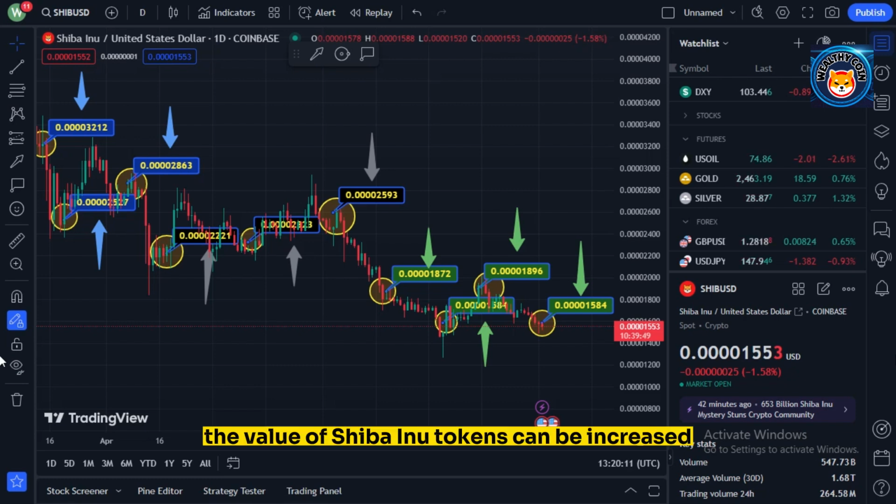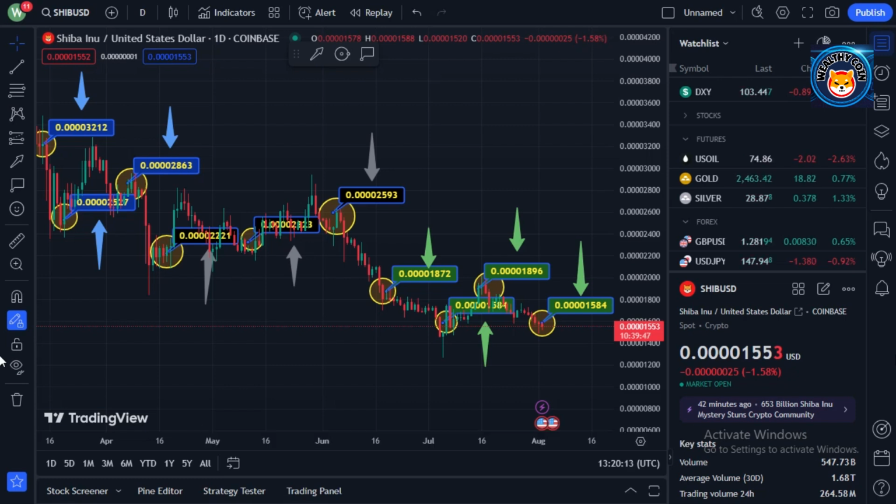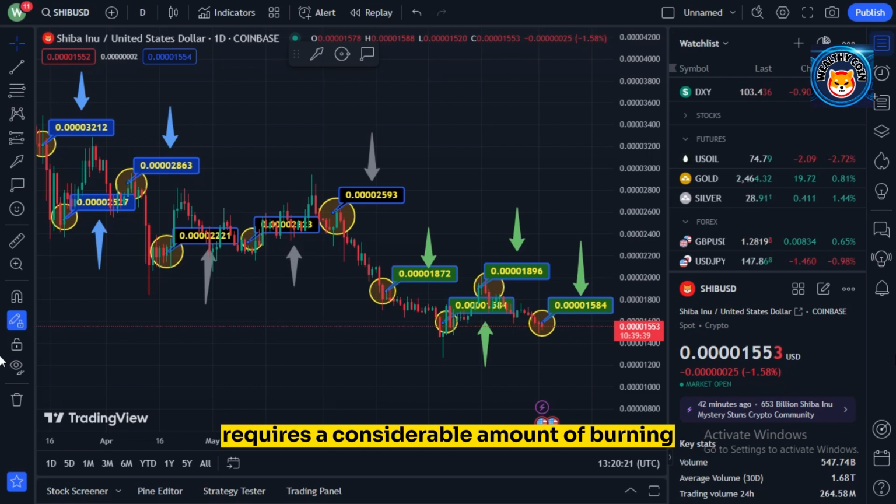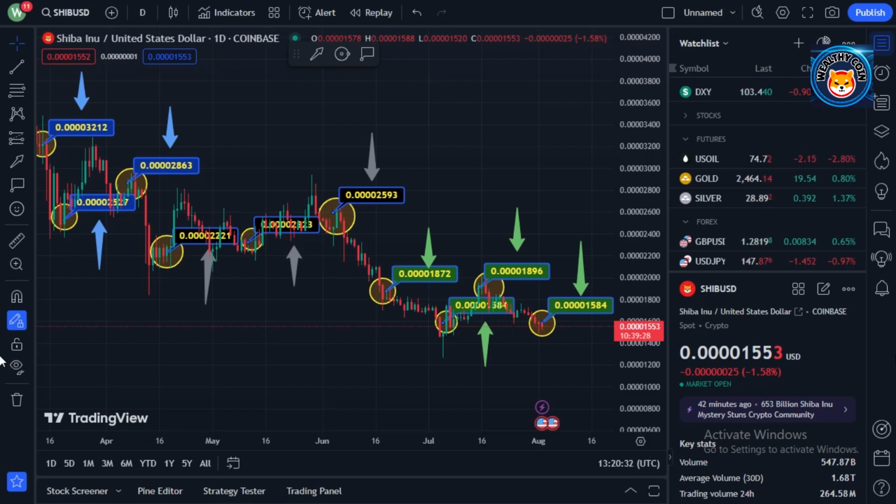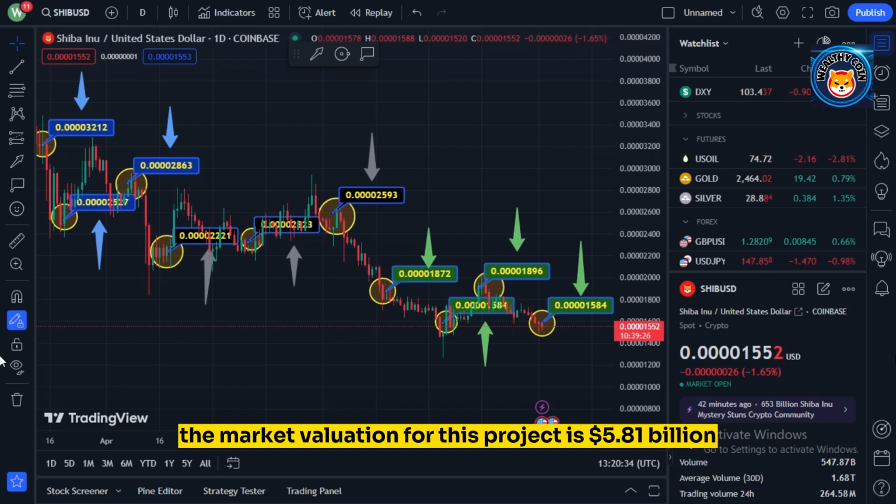The value of Shiba Inu tokens can be increased by reducing their circulation by burning. Nevertheless, getting to the price of 0.0001 requires a considerable amount of burning. To reach a price of 0.001, the token supply must be reduced to 5.8 trillion from the present 549.1 trillion Shiba Inu tokens. The market valuation for this project is $5.81 billion.